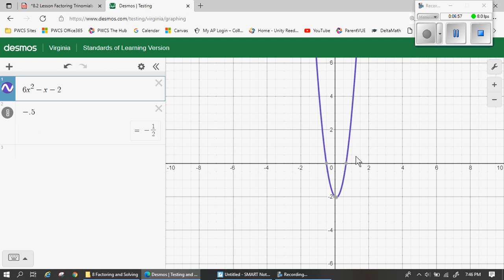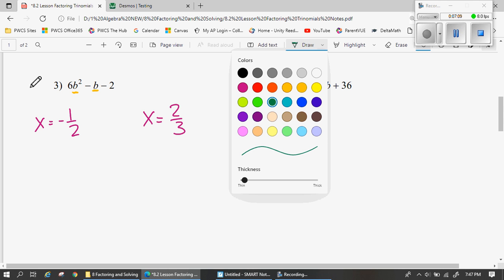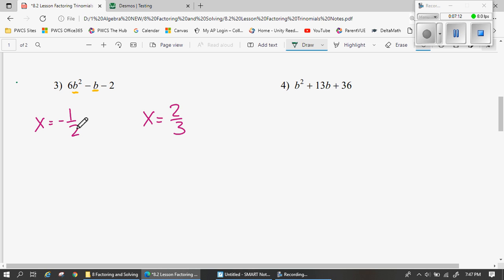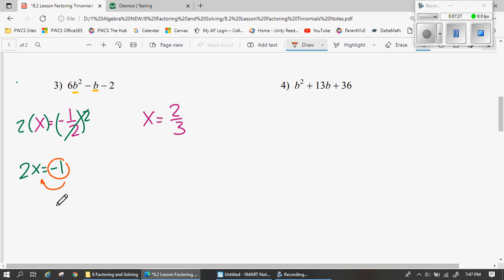And then the other one again is 0.667. Well, we just found out on the last problem that was 2 over 3. So my other solution is x equals 2 over 3. And those are going to help us find the factors. I'm going to multiply both sides of this equation by 2. And so I get 2x equals negative 1. Then I'll move that minus 1 over to the other side of the equation to get 2x plus 1. Remember, switch sides, you switch signs.